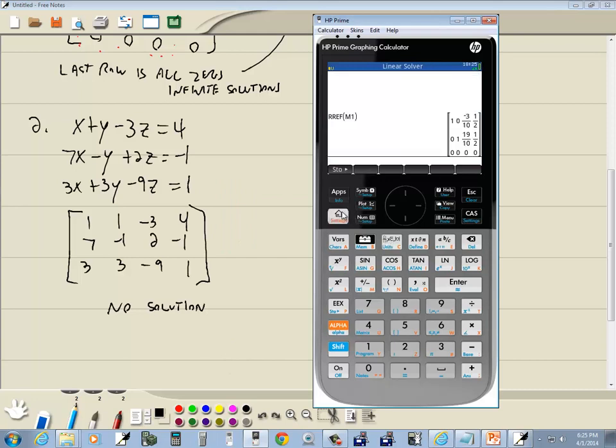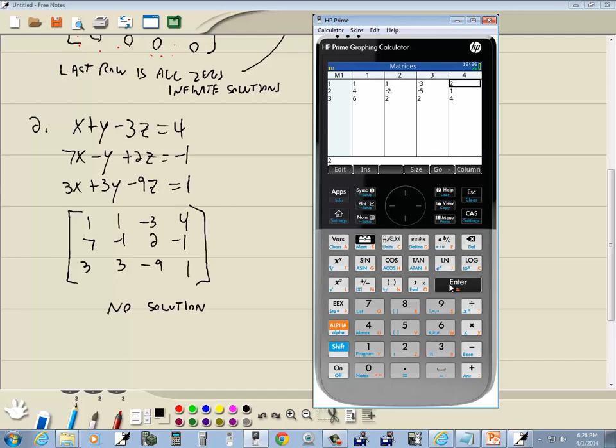So I'm going to press my home. And I want to enter this matrix in. So I'm going to do Shift 4 to go into the matrix. Press Edit button right here. And then I'll enter these numbers. So 1, enter, negative 3, enter, 4, enter, 7, enter, negative 1, enter, 2, enter, negative 1, enter, 3, enter, 3, enter, negative 9, and 1.